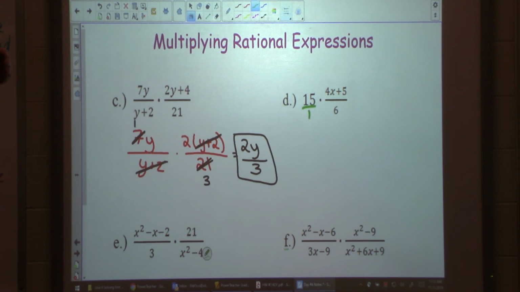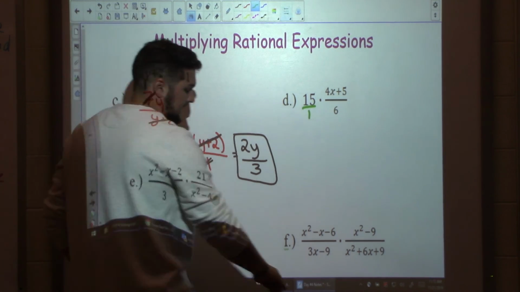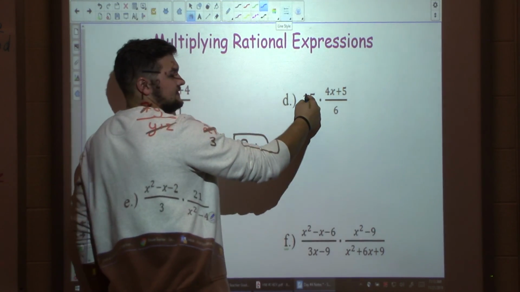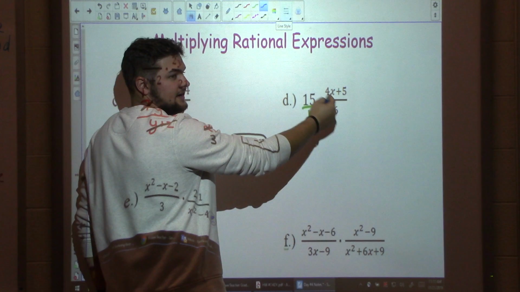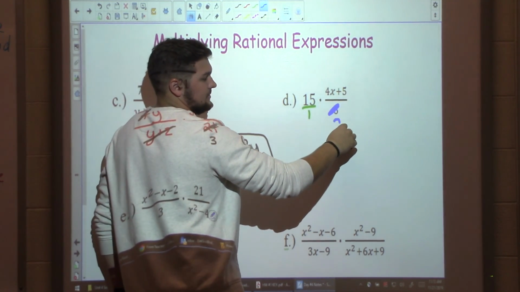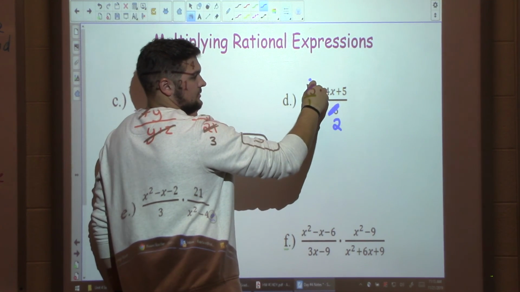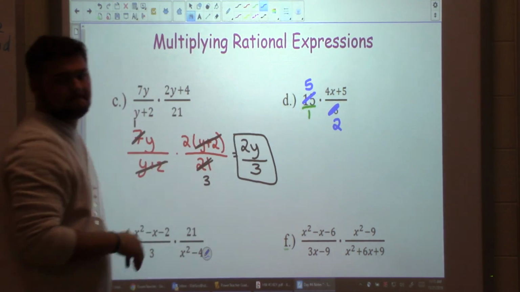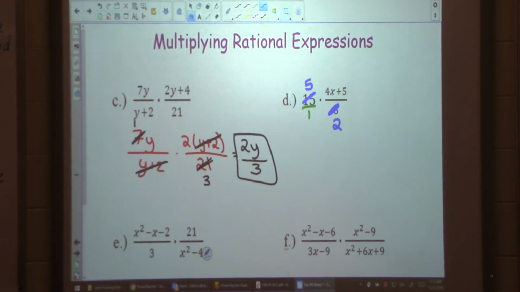Now I need to see, can I factor anything? Remember, factor, not simplify right now, factor. No factoring needs to be done. But I can simplify. Okay, I can simplify 15 and 6. I can take what out of both? 3. 6 becomes 2. 15 becomes 5 when I divide it by 3, right? Okay? Anything else?